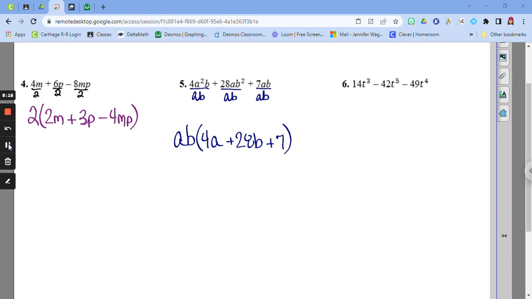All right, see what you can do with number 6. All right, I'm going to take a look at this one. First off, 14, 42, and 49. Well, it's not going to be 2, because 49 can't be divided by 2, but what can they all be divided by? 7. How about T? How many T's? 3. So dividing all these by 7t to the third.